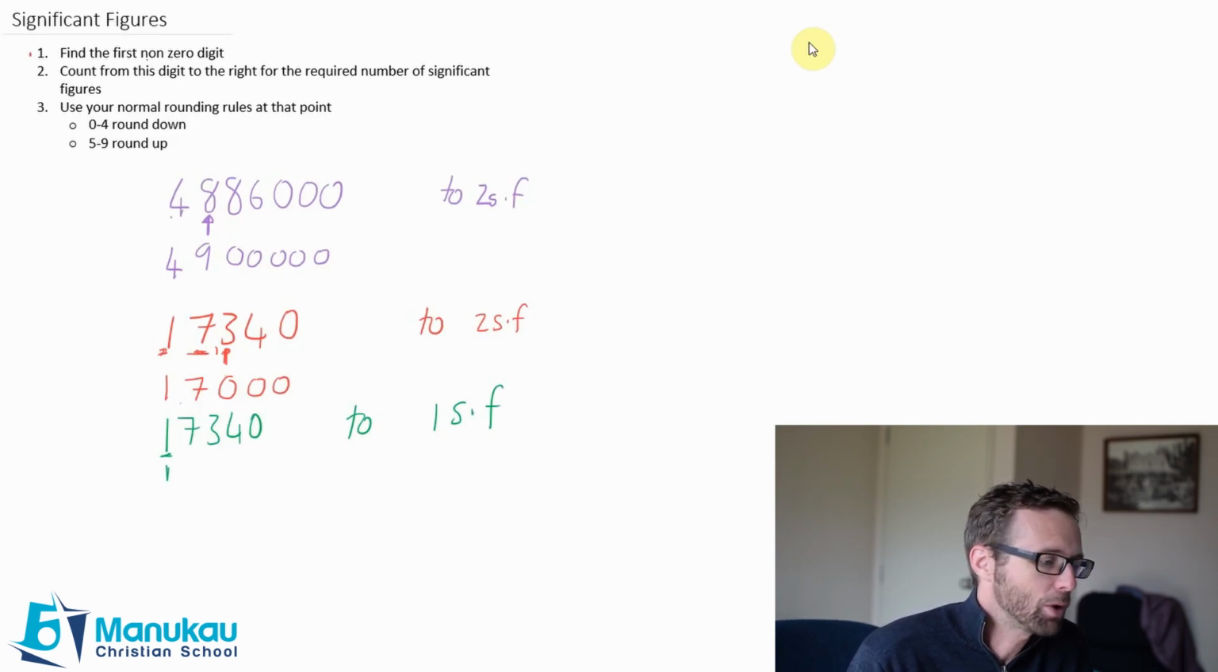So to decide what happens to this digit here, we just look at the next digit. That's a 7, which means this is going to round up. So we have 20,000 as our answer for that one.